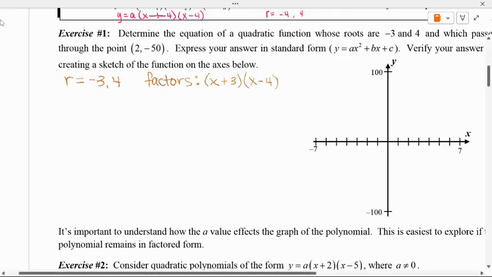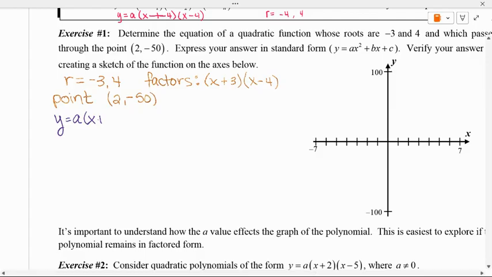Well, I know something else about this. I know it passes through the point, the ordered pair (2, -50). So here's what we have to do. We have to calculate for a. So we're going to try to write it in factored form and solve for a. So we're going to use this function, y equals a times, let's see, what are my factors? x plus 3 and x minus 4. And we have to solve for a. We have to figure out what that multiplier outside is.